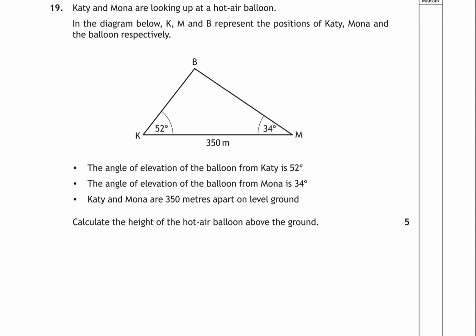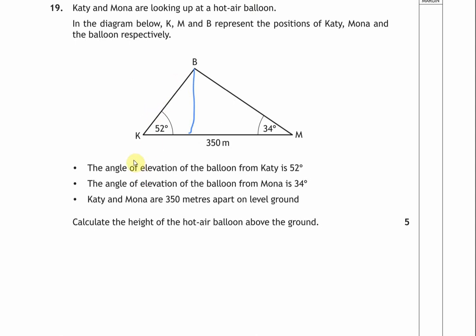We need to calculate the height of the hot air balloon, so that means we need to calculate this value here. It's 5 marks, and it's going to be the last question, so we're going to have a considerable amount of work required. The first thing we'll do is work out the other angle, potentially, of the system. So what we can work out here is this length here.